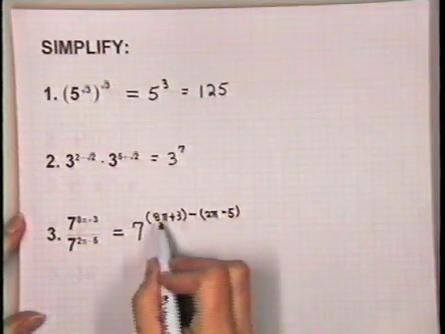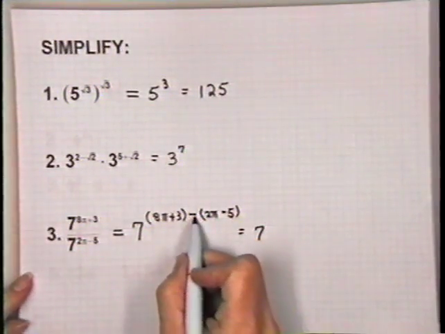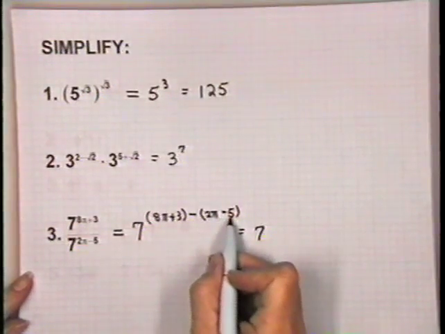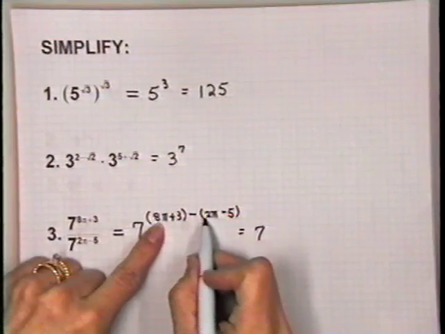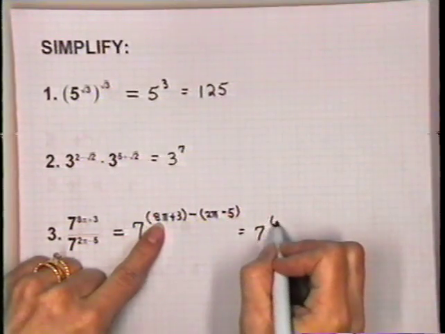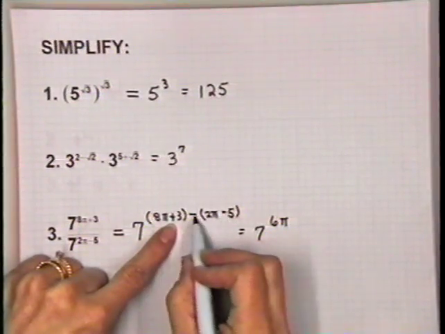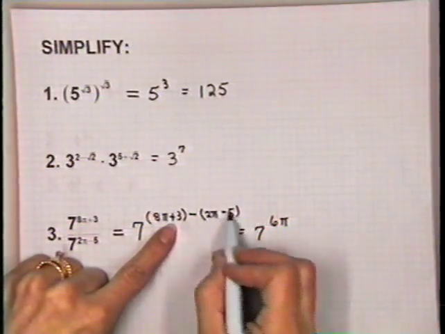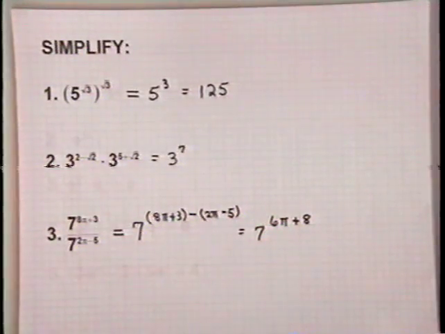Now, let's simplify what we have up here. Let's rewrite that 7. Remember that this negative is going to do what with these signs? It's going to change them, isn't it? So I'm going to have 8 pi minus a 2 pi. That's 6 pi, isn't it? And then remember to change this sign also will be a plus 5. So 3 plus 5 is a plus 8. So I'm going to get 7 to the 6 pi plus 8.